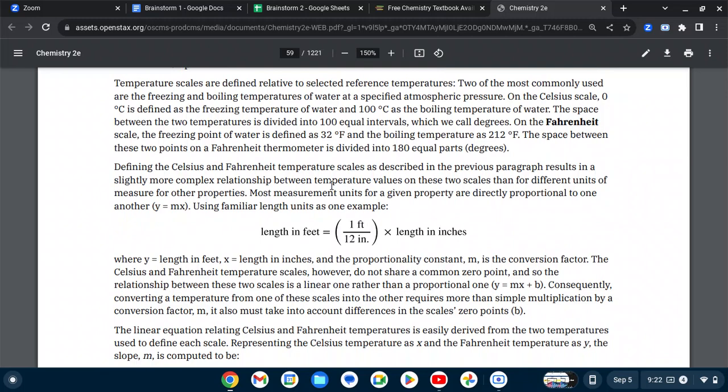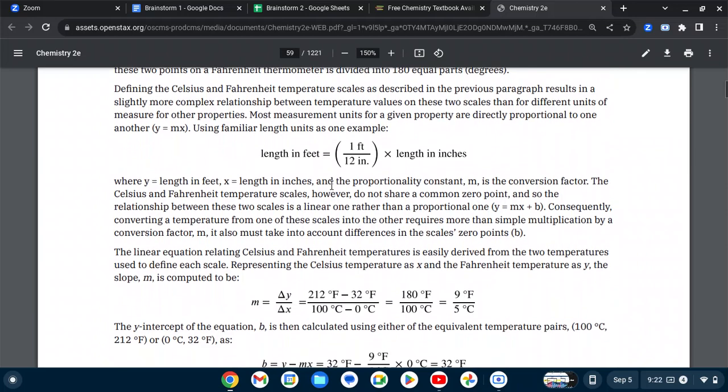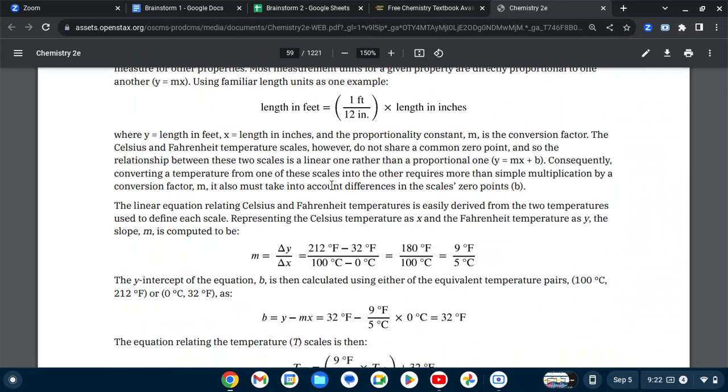Defining the Celsius and Fahrenheit temperature scales, as described in the previous paragraph, results in a slightly more complex relationship between temperature values on these two scales than for different units of measurement for other properties. Most measurement units for a given property are directly proportional to one another. Using familiar length units as one example, length in feet equals 1 foot per 12 inches times length in inches, where y equals length in feet, x equals length in inches, and the proportionality constant m is the conversion factor. The Celsius and Fahrenheit temperature scales, however, do not share a common 0 point, and so the relationship between these two scales is a linear one rather than a proportional one.